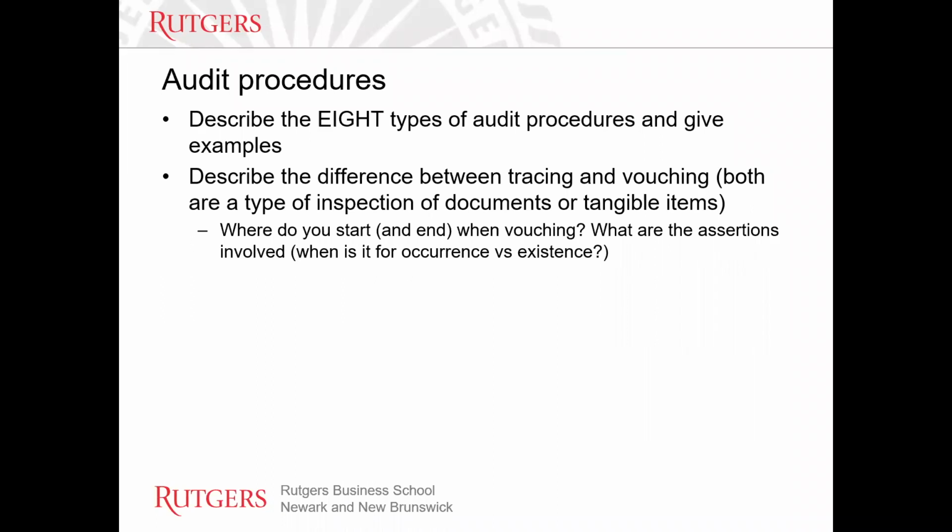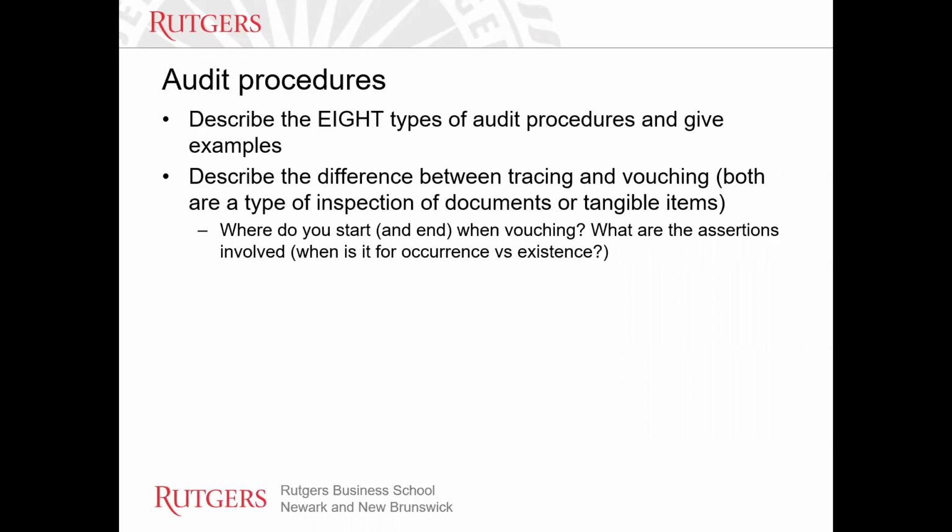So get in the habit of saying existence of what, right? Occurrence of what, completeness of what. No matter what you're testing, it's always going to be the financial statement account related to it. So existence of cash, occurrence of revenue, completeness of cash, completeness of revenue. It's always going to be referring back to the financial statement account because that's the whole purpose of this, right? The auditor is testing the details of management's assertions, existence, occurrence, completeness, over a financial statement account.